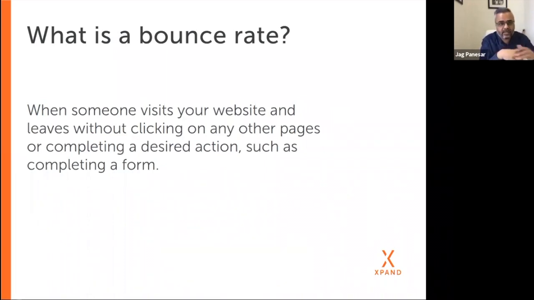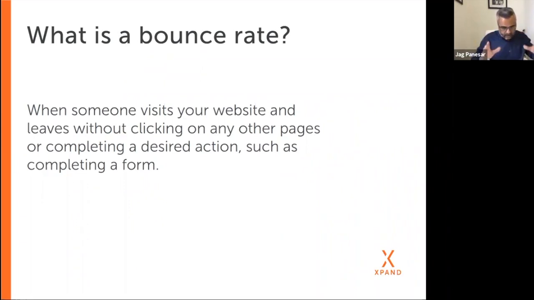what a bounce rate is. It's basically when someone visits your website and leaves without clicking on any of the pages or completing a desired action, like completing a form. So they go to your page, they have a look around, and they leave. That's classed as a bounce. So the lower your bounce rate, the better.